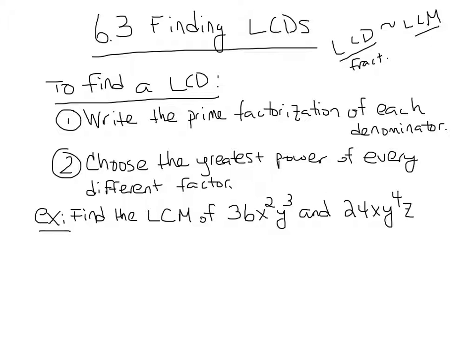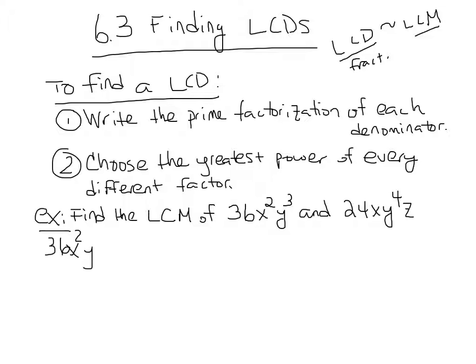So to find a least common denominator, you have to start by writing the prime factorization of each denominator. Then all you have to do is choose the greatest power of every different factor that occurs. So here's an example.